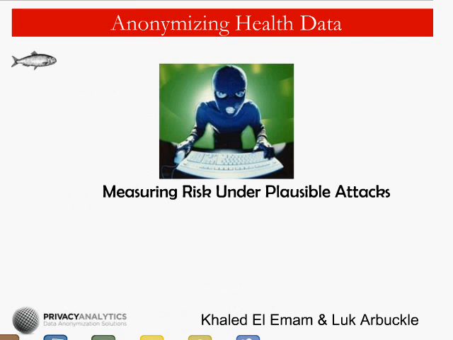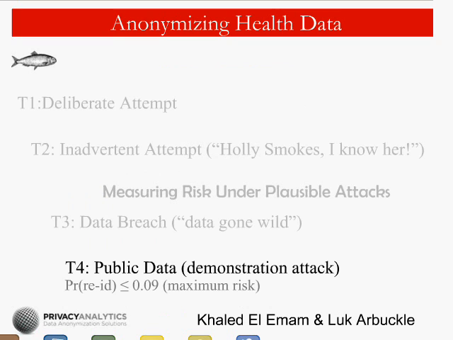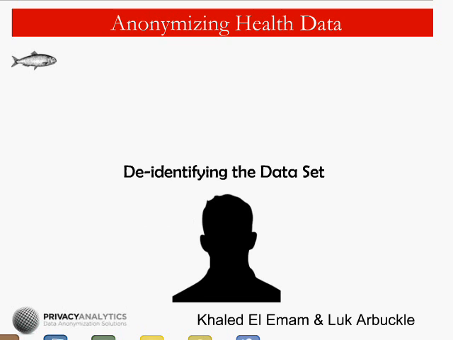So now when we look at measuring risk under these, our previous attacks that we saw before, it's the same scenarios, except now we go straight to public data. We don't have to worry about the deliberate attempt or the inadvertent attempt or the data breach. We only want to look at public data. And we're going to look at maximum risk, not average risk. So we're going to set a threshold of 0.09, similar to what we saw before, except earlier it was average risk. We don't really have time to discuss the differences here, but the point is that it's a different metric. And then we de-identify the data.